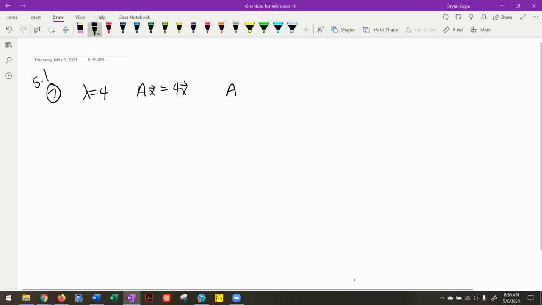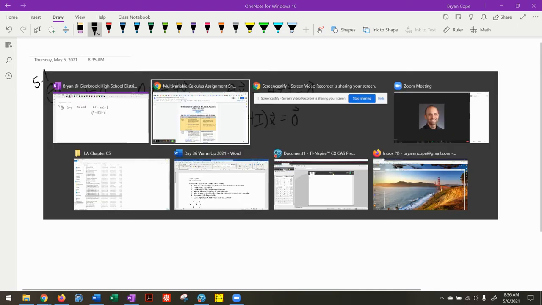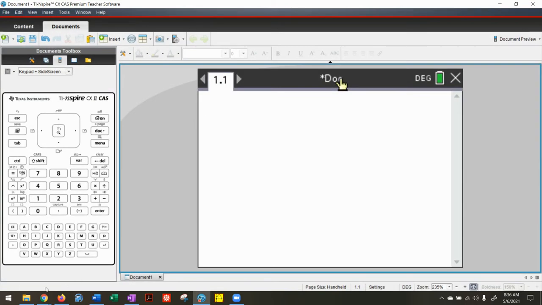So we're going to do this by taking Ax minus 4Ix equals 0. We're going to rewrite that as (A minus 4I) times x equals 0. Now we have something that we can augment and ref. So let's go over to the calculator to explore that.